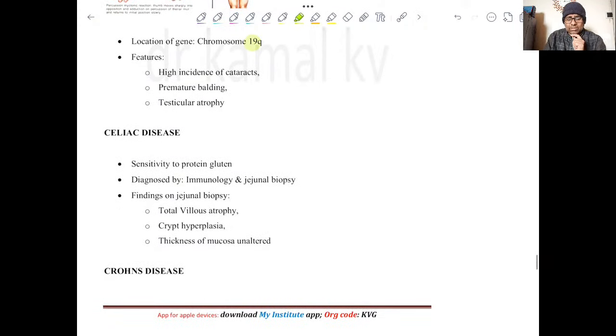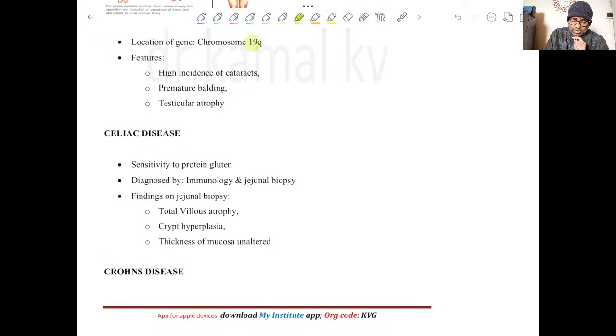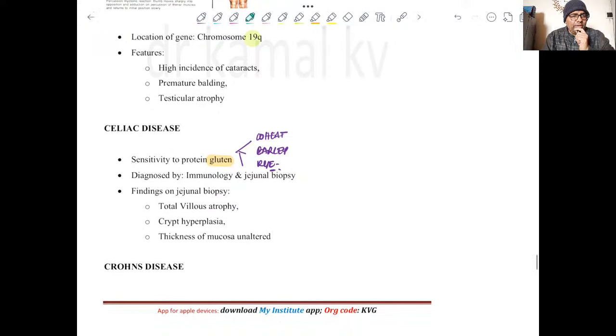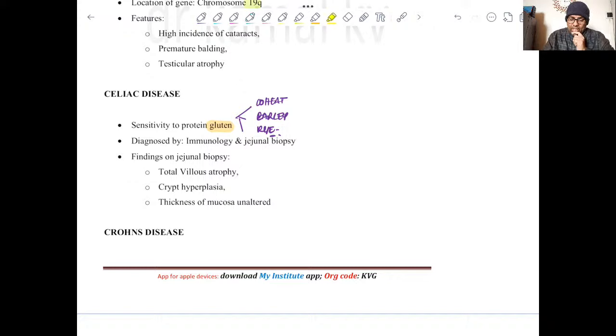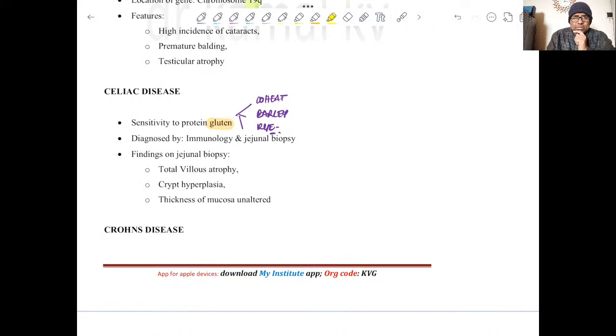Moving forward to celiac disease, which is because of sensitivity to the protein gluten, which is present in wheat, barley, and rye. And therefore when the patient consumes any of these foodstuffs, he will develop diarrhea. And it's bimodal. It can be seen in infants less than 1 year, or it can be seen in the third decade. Now we have two methods to diagnose celiac disease. Either we can go for antibodies or we can go for biopsy. Of course biopsy is the more diagnostic or most preferred one.